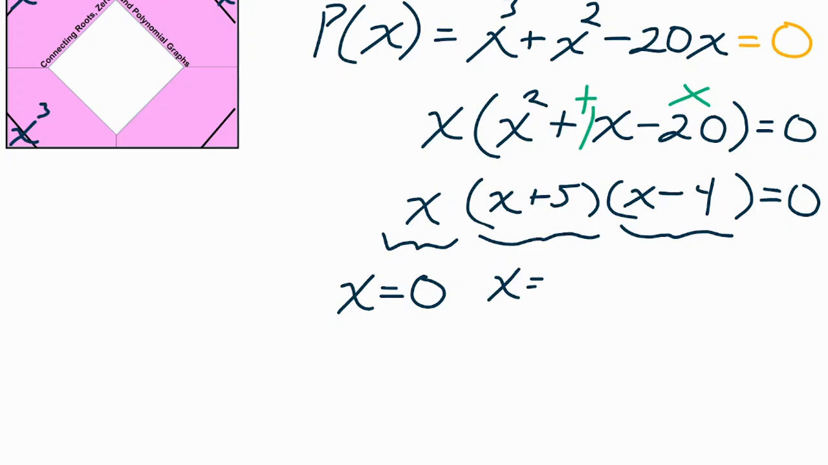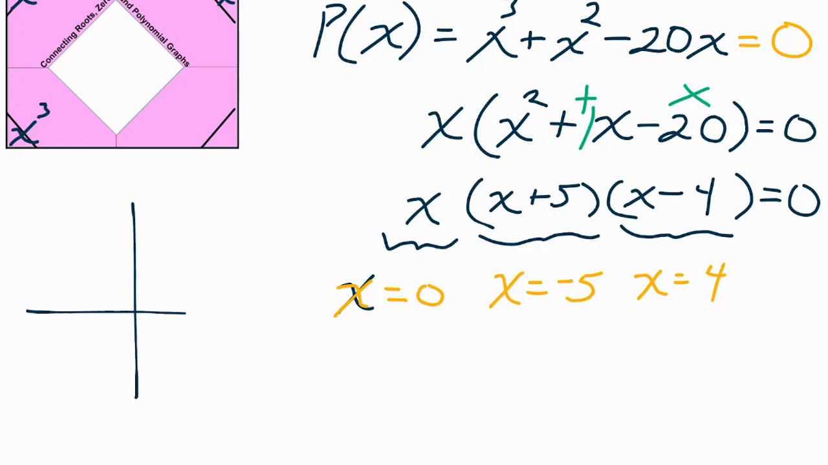The next one, though, is actually x equals negative 5. And then the last one here is x equals 4. Now, those are called the roots. And roots are the same as x-intercepts. So it should be the case that 0, 4, and negative 5 are going to show up on my graph. My graph that has a positive leading coefficient.